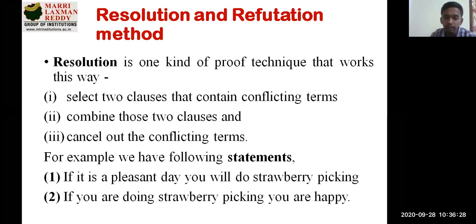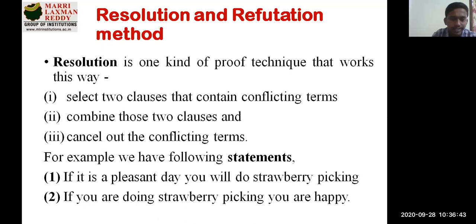So the conflicting term here indicates the term which is repeating continuously and which needs to be cancelled, and finally we need to get some solution. For example, you can see here the two statements or the two clauses given here.